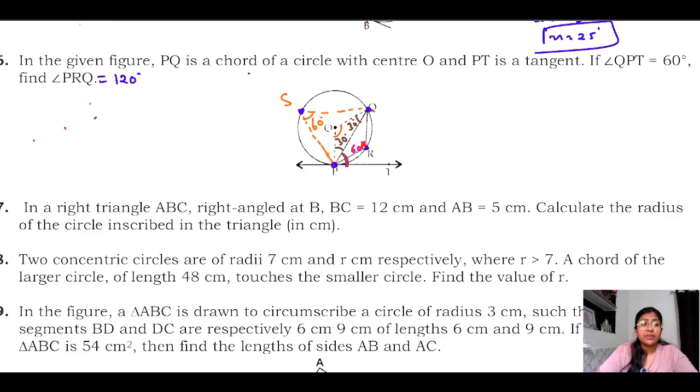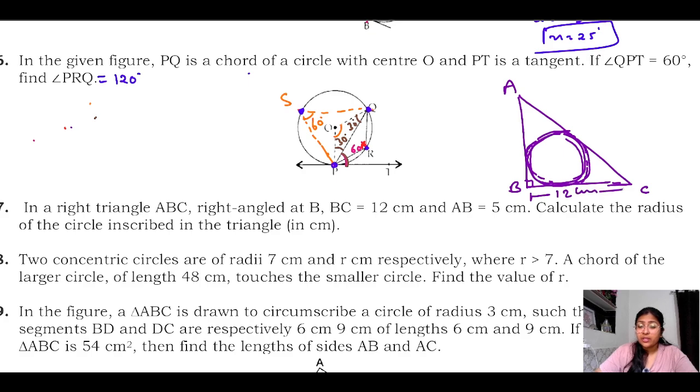See question number 7. In a right triangle ABC, which is right angled at B, it means angle B is 90 degrees, which is circumscribing a circle, meaning the circle is inside the triangle, touching the sides of the triangle at 3 distinct points. Okay, this is the figure. Yes. The side BC is 12 centimeters. The side AB is 5 centimeters.